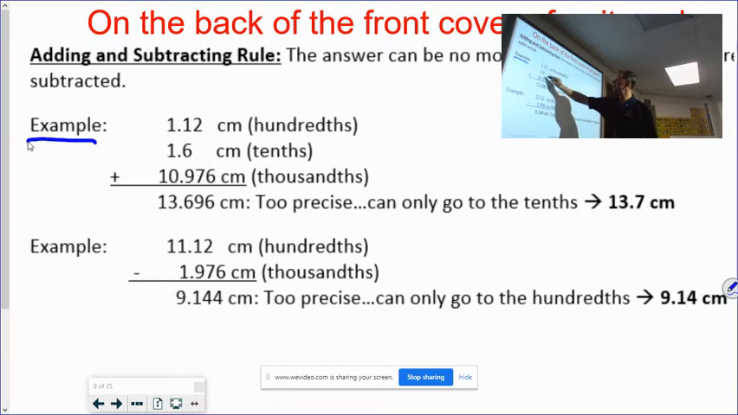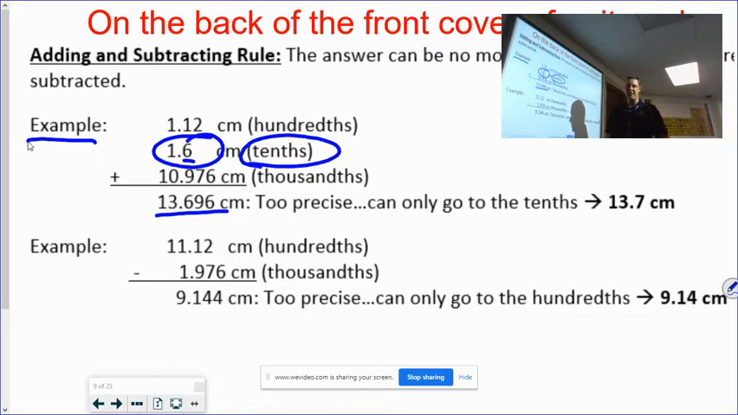So this one is being measured to the tenths place. That's our least precise number. So our answer could only have that degree of precision. So we add all this up. We get this on our calculator. Our least precise number is this number right here, which goes to the tens place. So our answer can only go to the tens place. And that's why we have to have 13.7 as our actual answer.